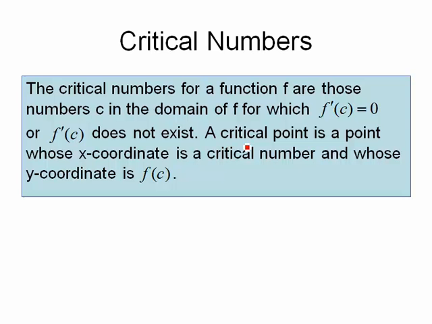Along with the critical point is the y value, so the x coordinate would be called the critical number. The critical point is the x and the y coordinate. And you'd get the y coordinate by putting the critical number into the original function.